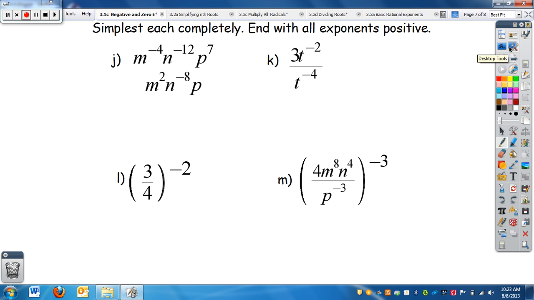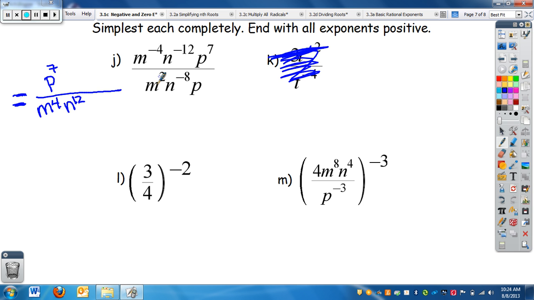Alright, last examples. Again, I'm giving you a bunch because students tend to struggle with these. Let's skip K to kind of save time, but we'll do these 3. So again, you can apply your rules first. It doesn't matter order, but I like to make everything positive. So m to the negative 4, that one gets moved to the denominator. n to the negative 12 gets moved to the denominator. P to the 7th, that has a positive exponent, that stays on top. M squared goes to the denominator. N to the 8th goes to the numerator. And P goes to the denominator.